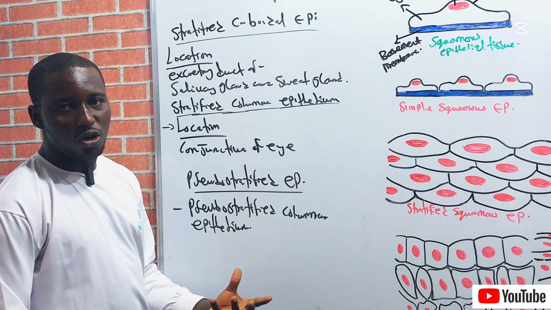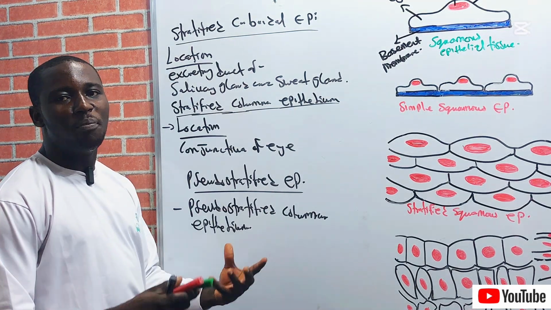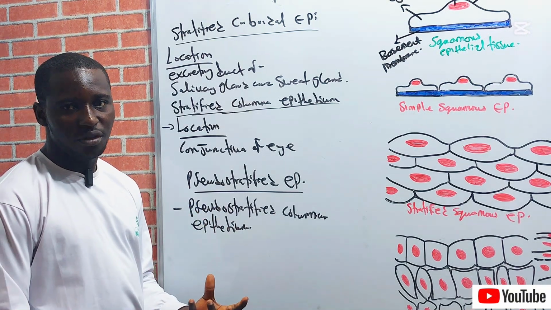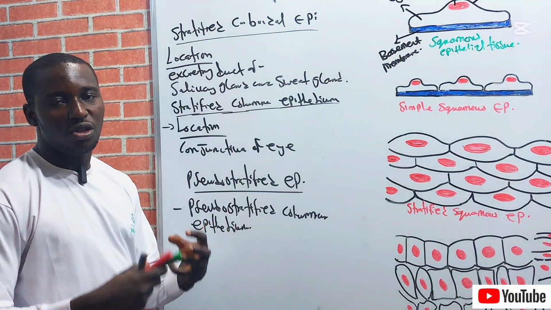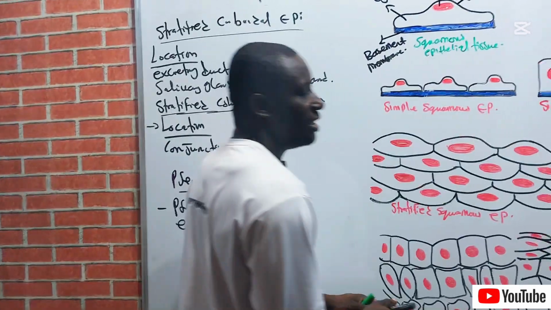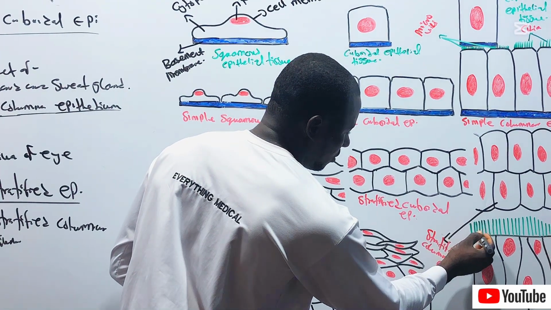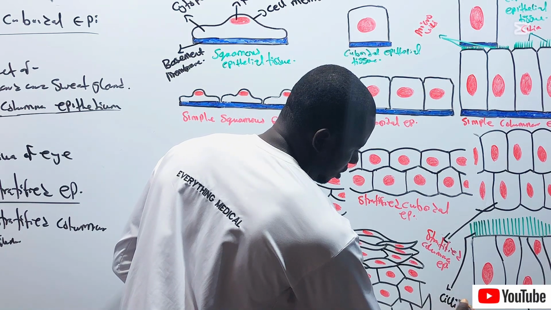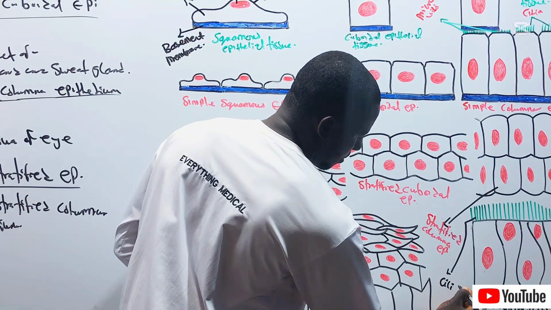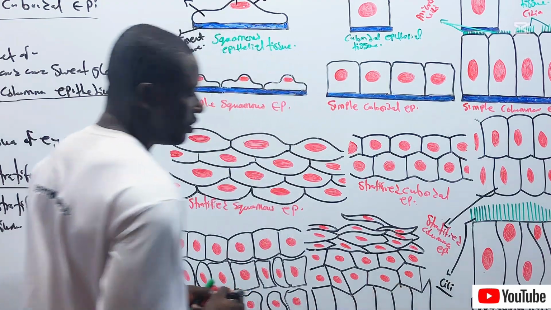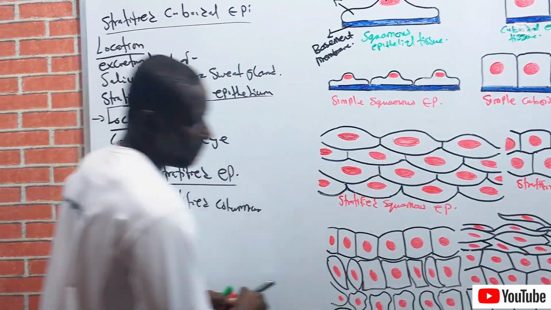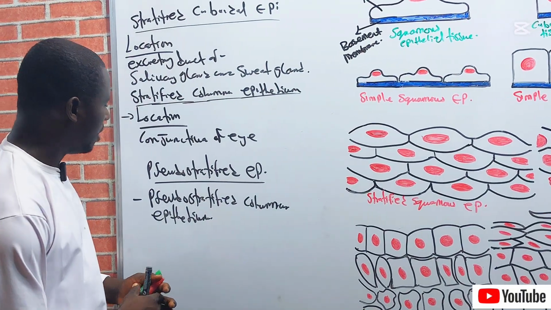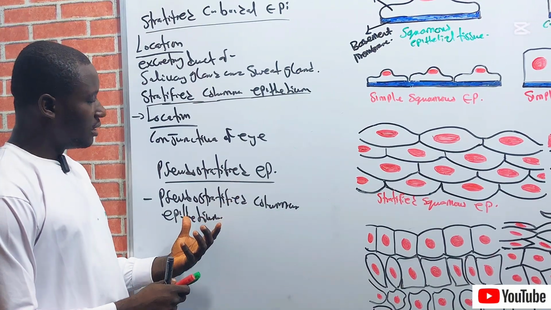Where is it found? It is found in the upper respiratory tract, and it contains numerous cilia. This is the cilia here. It contains numerous cilia. So that is all about pseudostratified epithelium.